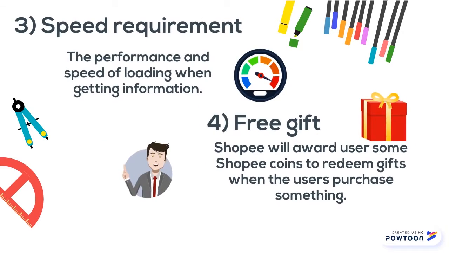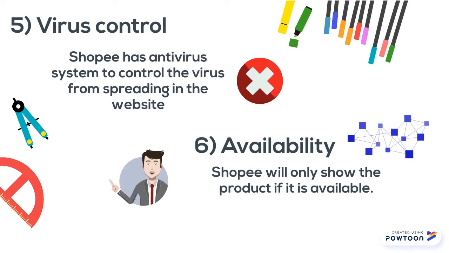And the third one is speed requirements. Speed requirements concern the performance and the speed of loading when getting information on Shopee. And the fourth one is the free gift. Shopee will award users some Shopee coins to redeem gifts when the user purchases something. And the fifth one is virus control. Virus control means that Shopee has an antivirus system to control viruses from spreading on the internet.